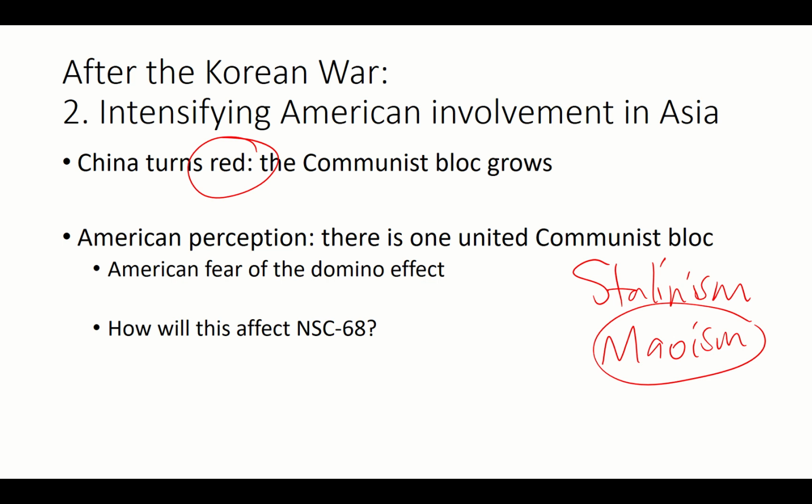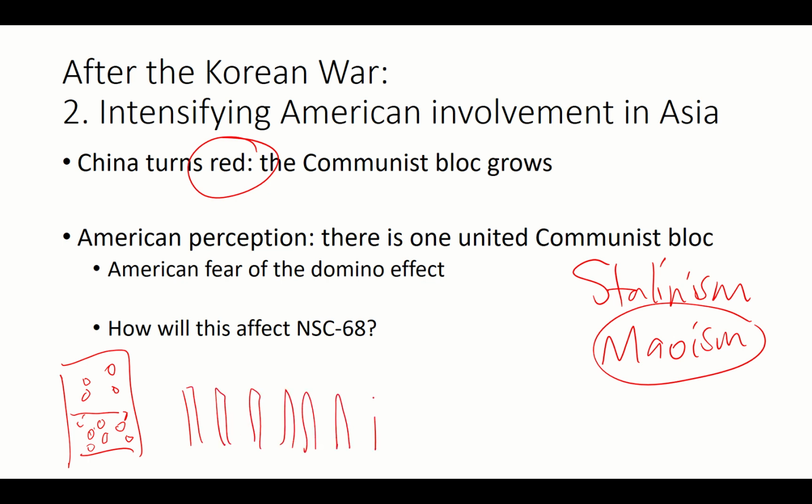So Americans fear that there's a domino effect. So what is a domino? A domino is like those little things with a number on it and things like that, right? And you line them up, and when one of them falls, it will cause the rest to tumble. So they will fall down, and all of them will fall down. So for America, they fear that if you have one country become communist, this will snowball, and every other country will become communist.